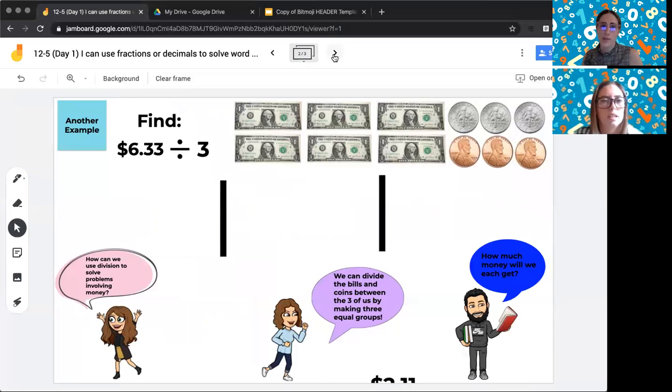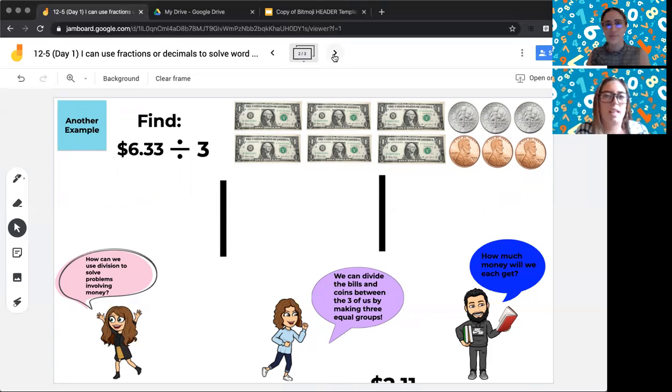Here's another example. How can we find $6.33 divided by 3? I'm noticing my Bitmoji telling us something, and it says, how can we use division to solve problems involving money? My Bitmoji answered. She said, we can divide the bills and coins between the 3 of us by making 3 equal groups. Okay, so let's do that. Let's divide the money between me, you, and Mr. Rivera. Mr. Rivera is wondering, how much money will we each get?